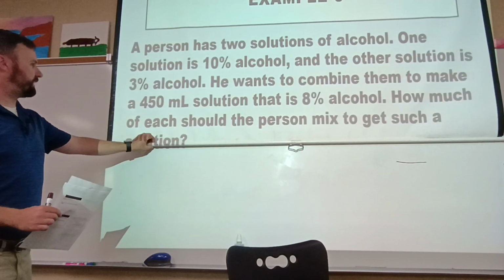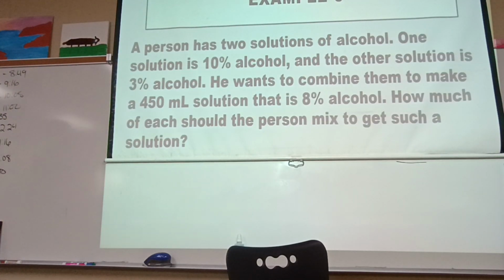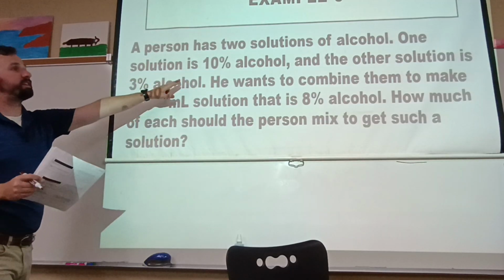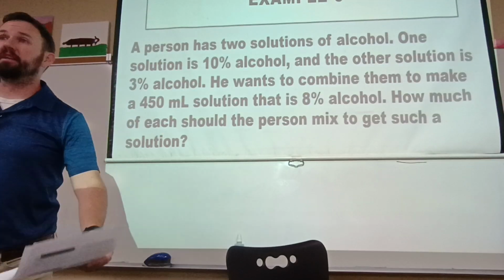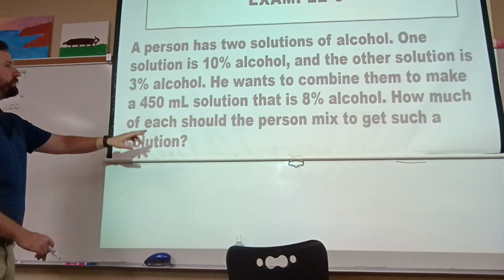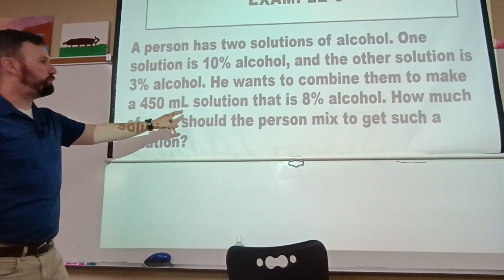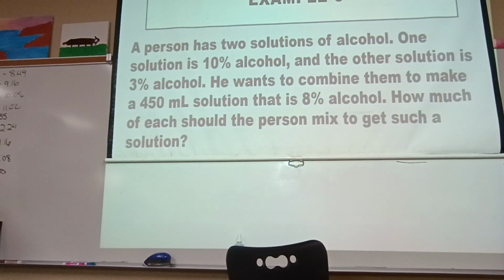So this is actually how you make solutions sometimes. If you're not using molarities, anyone in AP Chem, those people are going to be like, I can do it a different way. That's cool. All right, so you have 2 solutions of alcohol. One is 10%, the other is 3%. But you need 8%. So you need to come up with how do you mix them to get the right percent. Okay? You need 450 total milliliters, and you need to be 8%. So how much of each should you mix to get that solution?